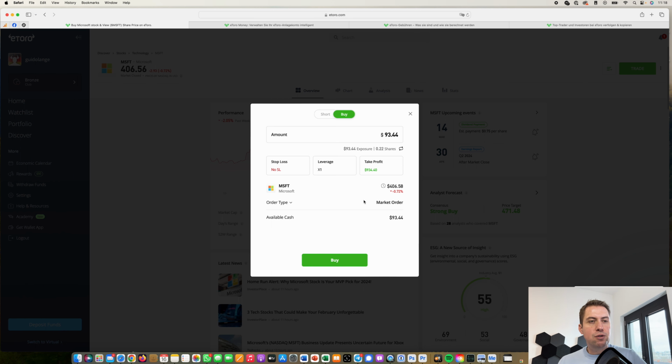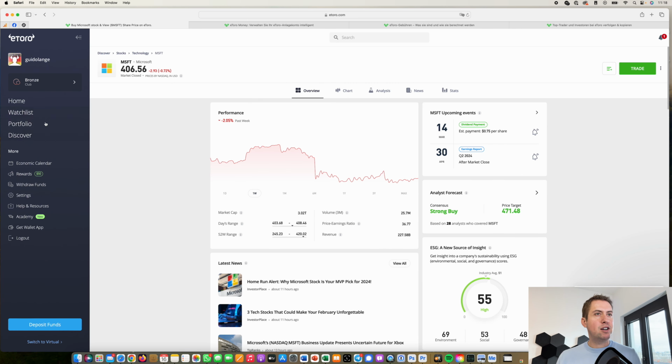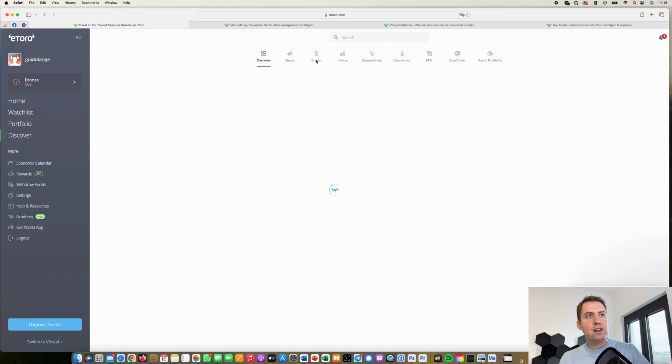They also say they don't have fees for that. That's kind of true, and there are no real fees. However, there's a difference between the actual price and the price you are paying in order to get that stock. For stocks, it's very low. However, when it comes to cryptocurrencies, it's a bit higher. I'm going to show you that very quick.